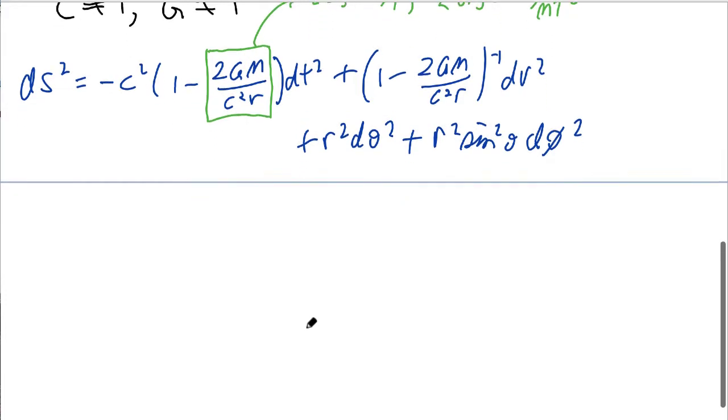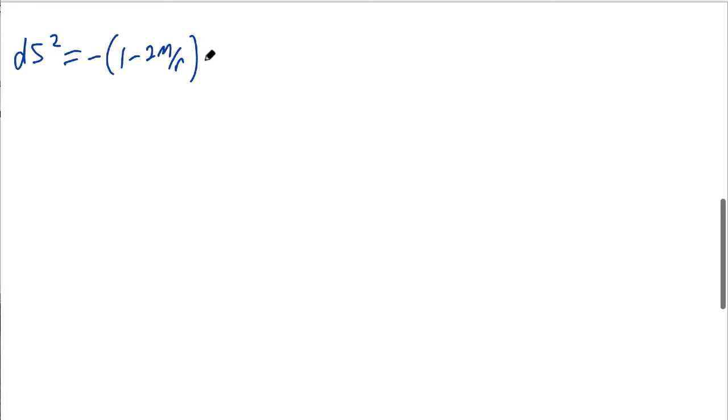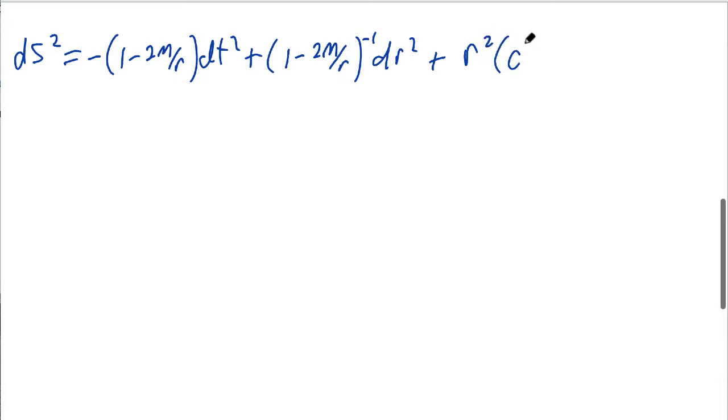Now let's return to the usual practice of setting c and g equal to 1. So the Schwarzschild metric is minus (1 minus 2m over r) dt squared plus (1 minus 2m over r), the same factor, but this time inverse, dr squared plus, and let me write the remaining factors with r squared factored out. So this is r squared times (d theta squared plus sine squared theta d phi squared). What can we tell about the Schwarzschild geometry by examining this metric?